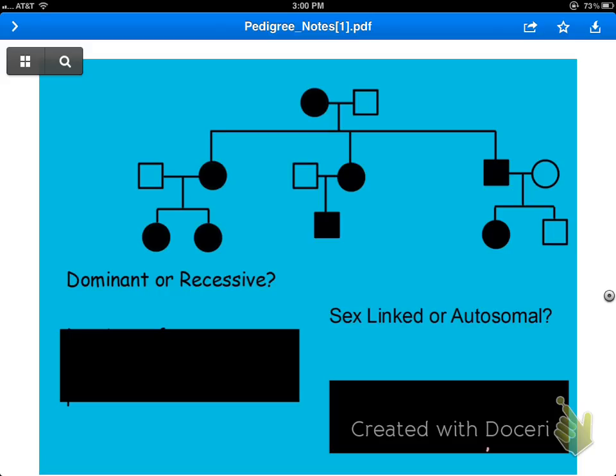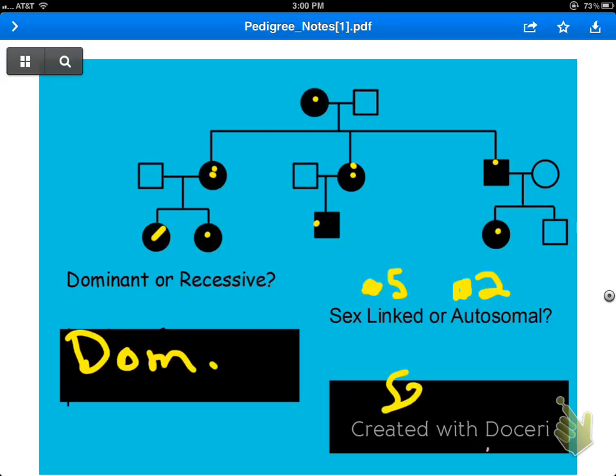Let's look at this one. Dominant or recessive? If you look at every child who has the trait, at least one of his parents has the trait, so this is an example of a dominant trait. Sex-linked or autosomal? Colored in, we have 1, 2, 3, 4, 5 females. And colored in of males, we have 2. So this would say it's sex-linked. There are more of one gender. In this case, more females have this particular trait.